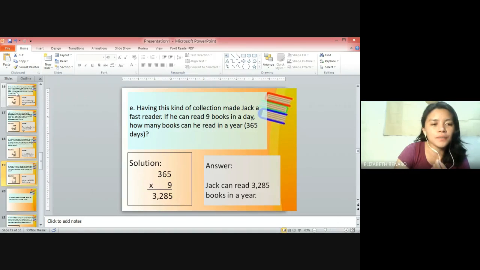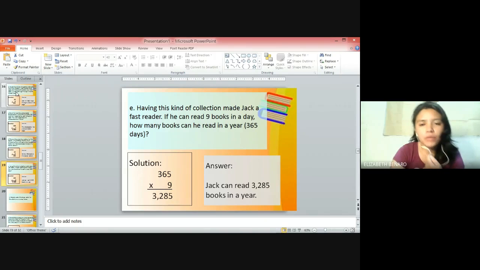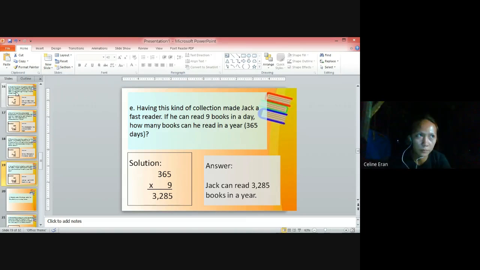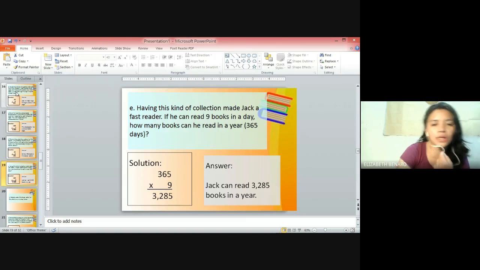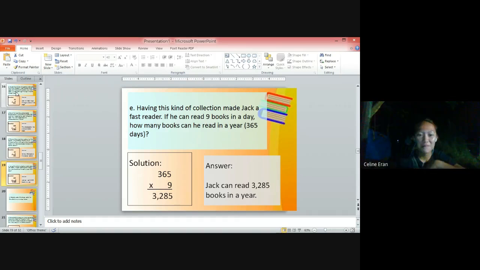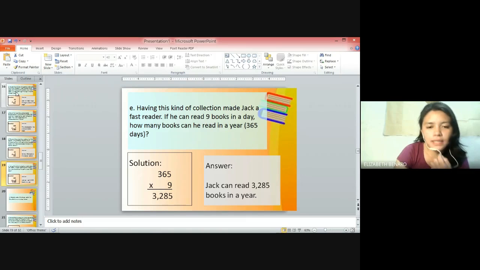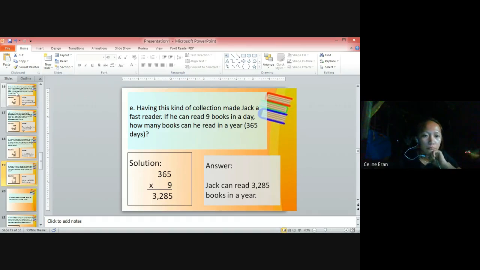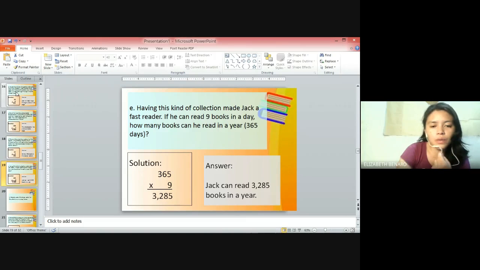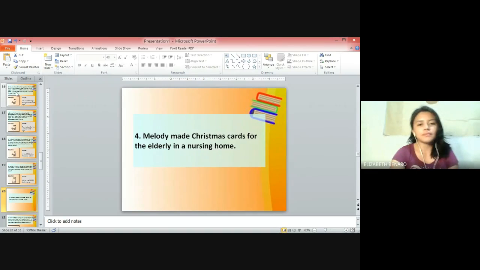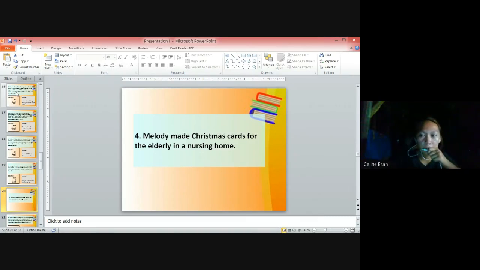Letter E. Having this kind of collection made Jack a fast reader. If he can read 9 books in a day, how many books can he read in a year, or 365 days? So 365 days times 9 books is equal to 3,285. So the answer is Jack can read 3,285 books in a year. So let's proceed to number 4.